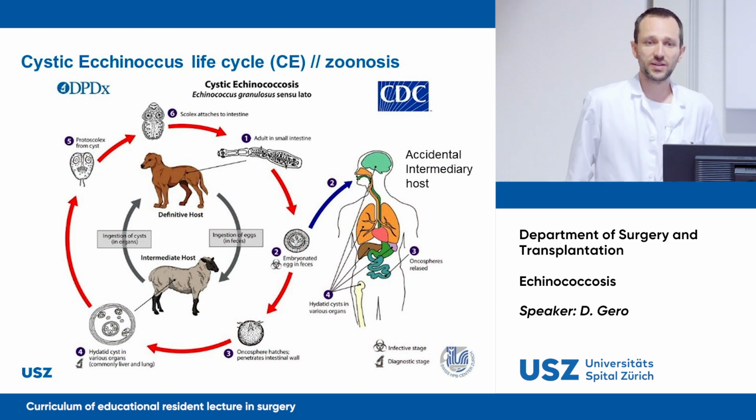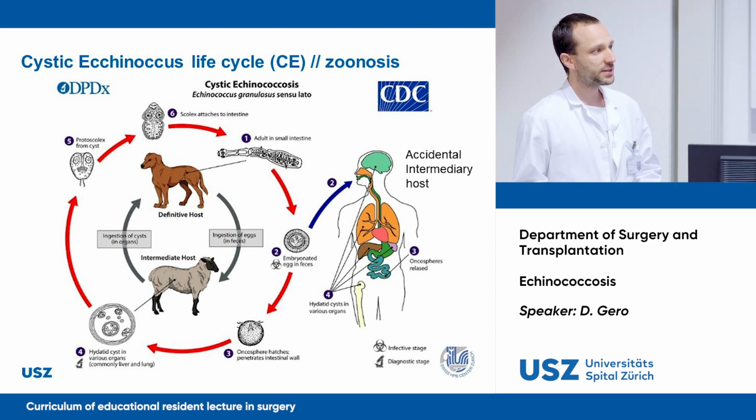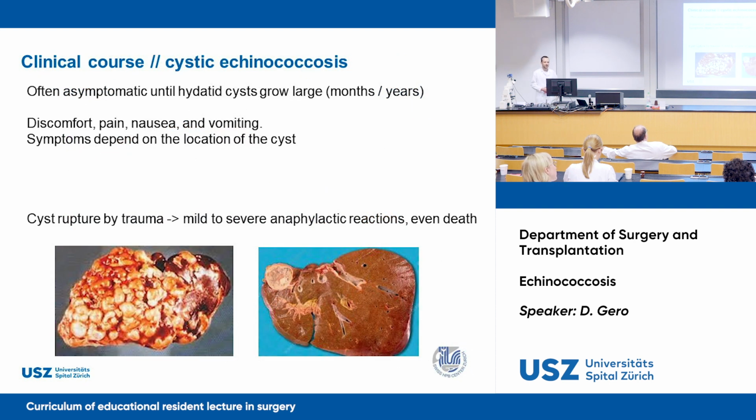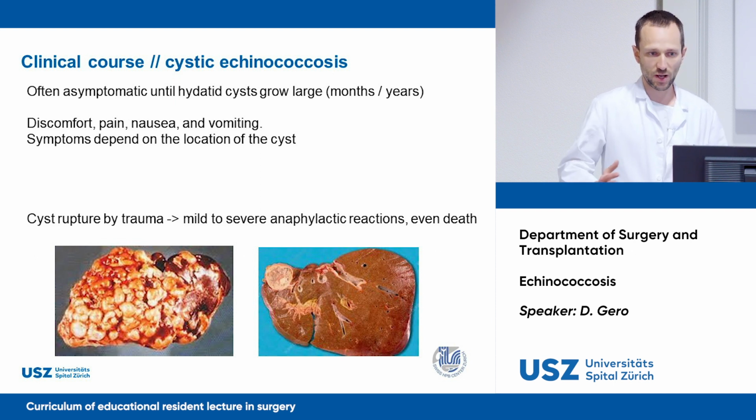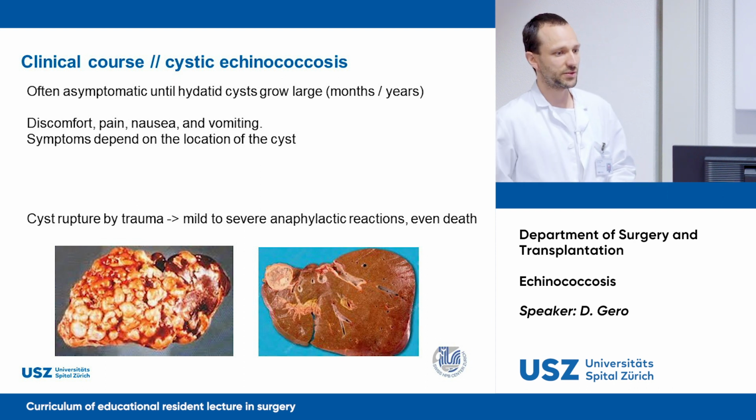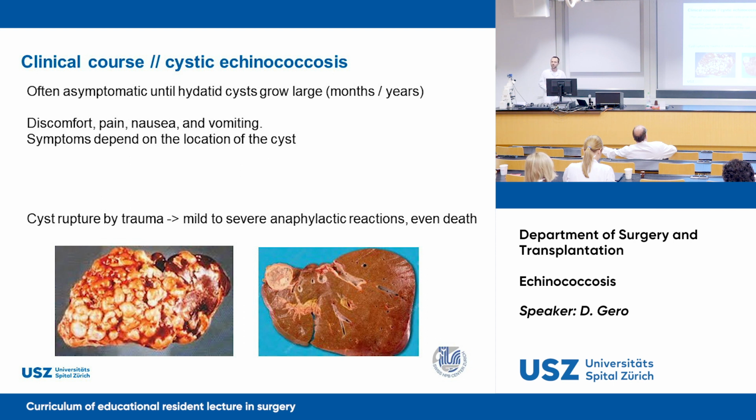On this figure you can see the life cycle of cystic echinococcosis, which is called a zoonosis because it needs a mammalian host to mature its life cycle. Here the hosts are sheep and dog, and humans can become accidental intermediary hosts by fecal-oral transmission of the eggs of the parasite. The clinical course of cystic echinococcosis is often asymptomatic for months and years until the cysts grow large enough, and at that moment it can lead to the following symptoms: discomfort, nausea, vomiting, and other symptoms depending on the location of the cyst.